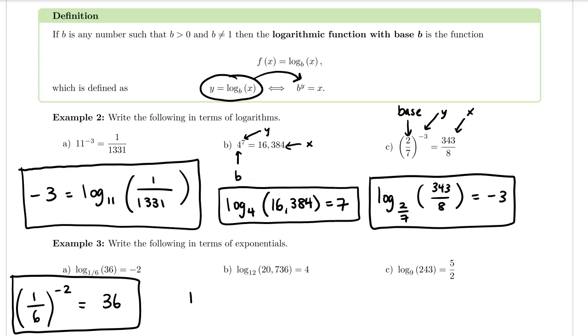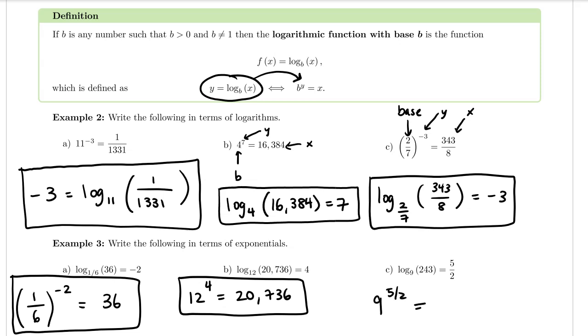In part B, we'd have 12 to the 4th power is equal to 20,736. So this is what we are looking for. And then in part C, we have 9 to the 5/2 power is equal to 243.